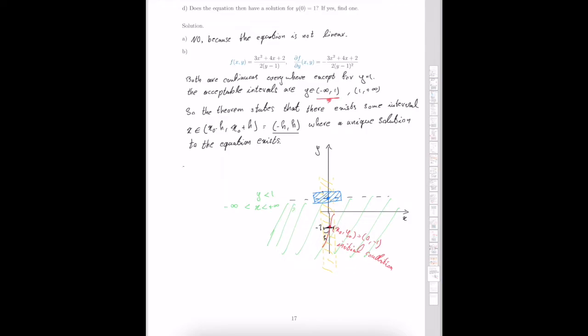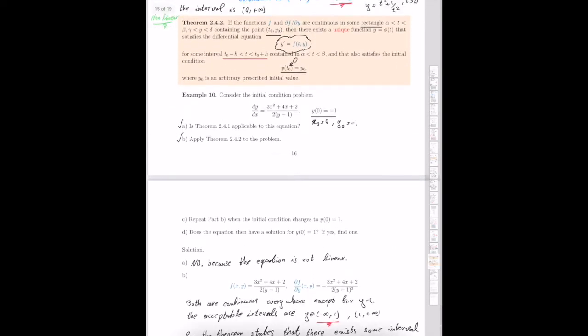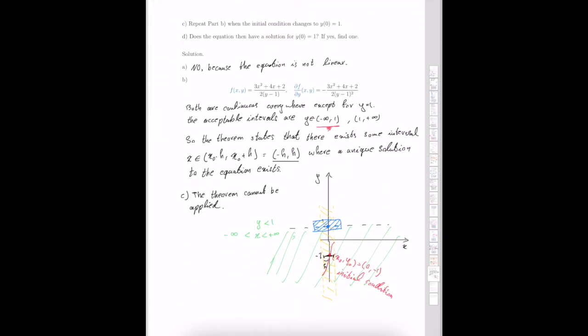So part C, the answer is that the theorem cannot be applied, because such a rectangle cannot be found. Okay, now let's go to part D.